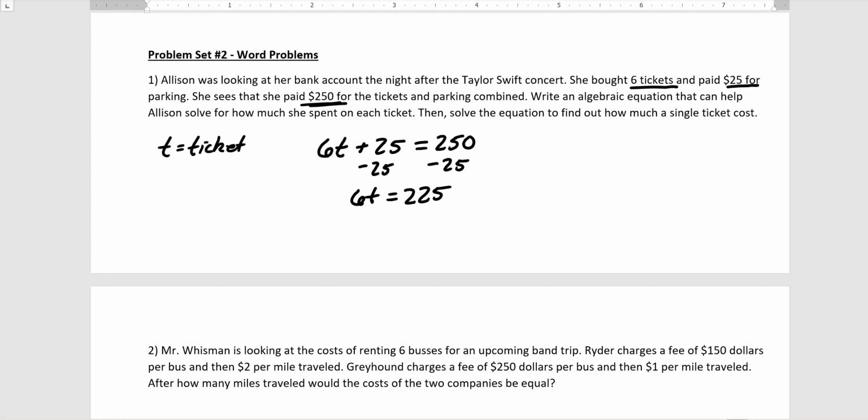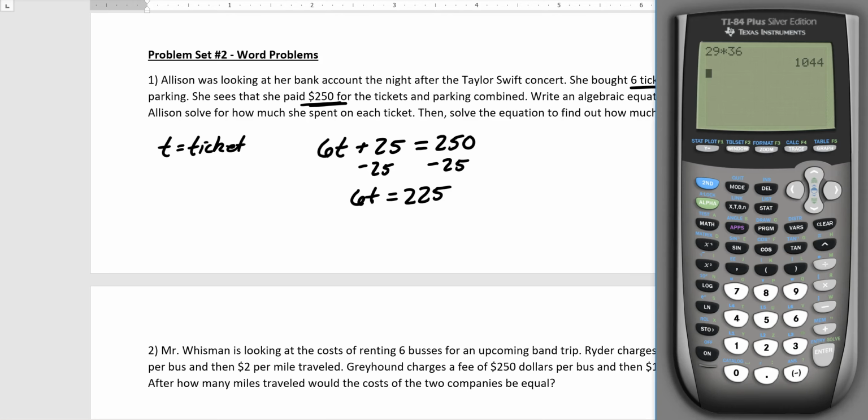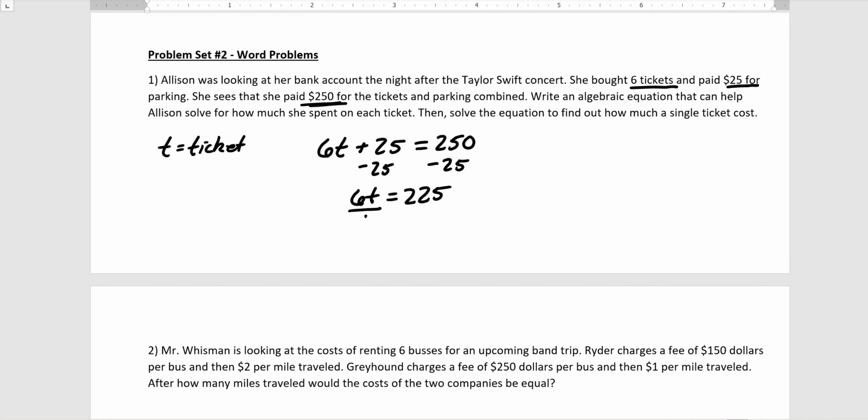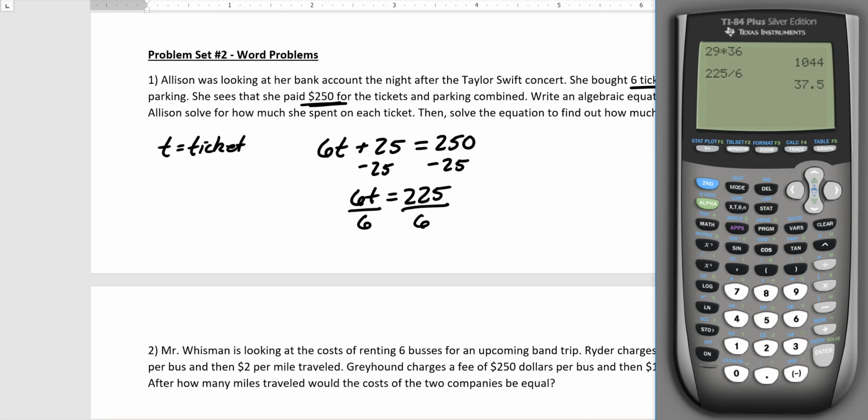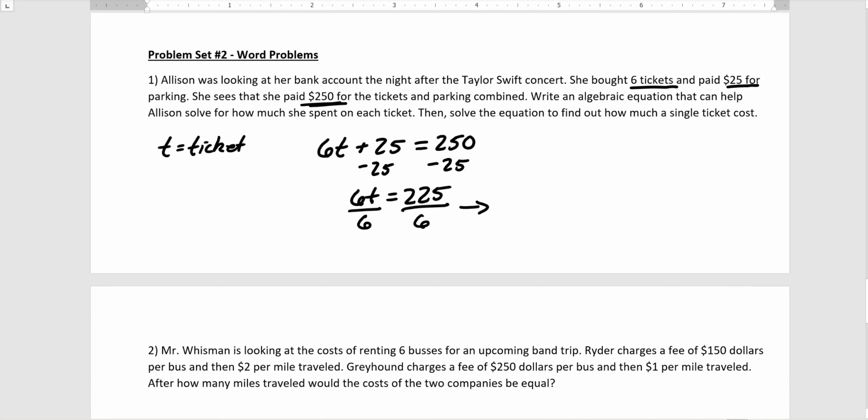Now 225 divided by 6, I actually don't know that off the top of my head. Let's see if we can't just use a calculator. 225 divided by 6. Aha. I don't know if you saw that before it went away, but when we look at that, we get 37.5. So that means that each ticket was $37 and 50 cents.